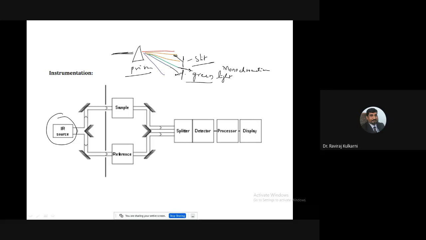If I move the slit to here, I can collect red light, or orange light. Whichever light I want to pass through the spectrometer, I collect that light only. Otherwise we have another setup. For an IR source, we use a Michelson interferometer.